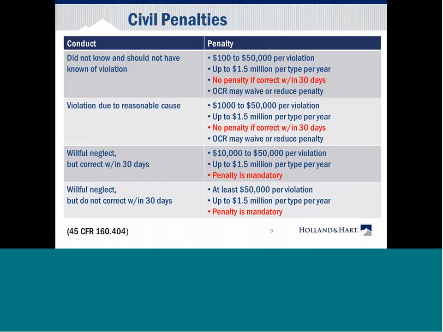But for most of you, you're going to be primarily concerned with the civil penalties. And the way the civil penalties work, as we've talked about in the past, if you violate HIPAA, you can get hit with penalties of anywhere from $100 to $50,000 per violation. The bad news is if you act with willful neglect, it's a mandatory fine of at least $10,000 to $50,000 per violation. That's the bad news.